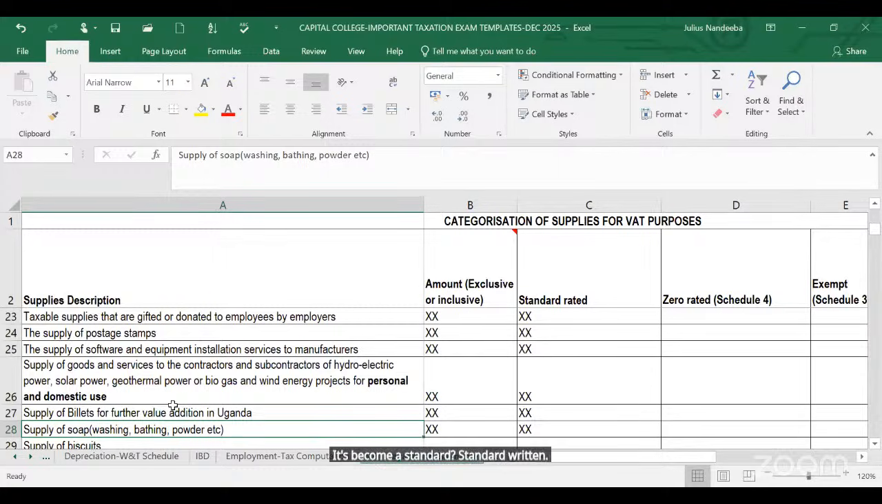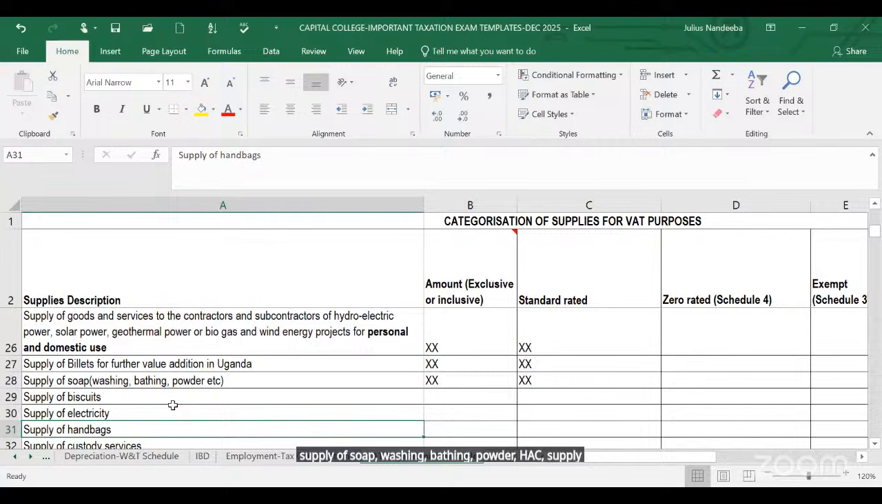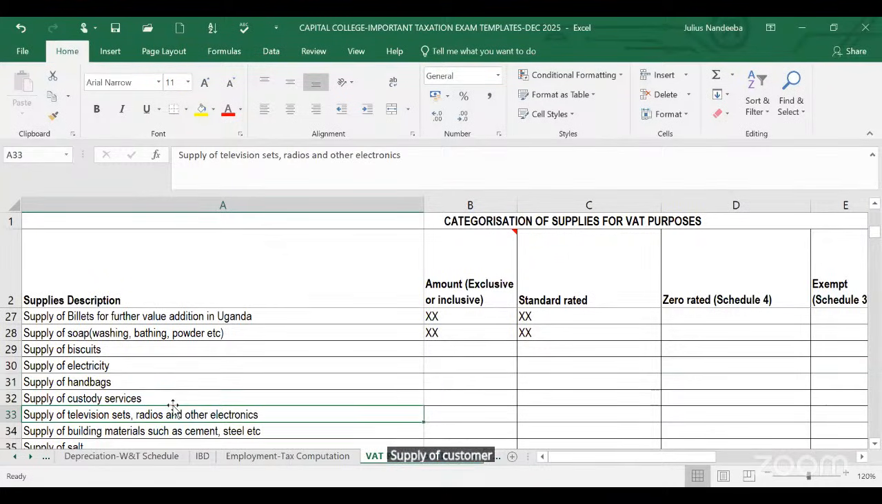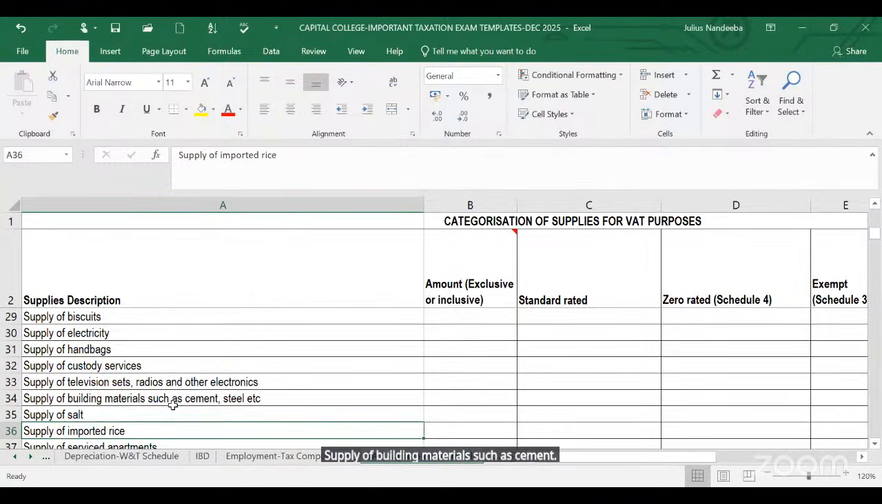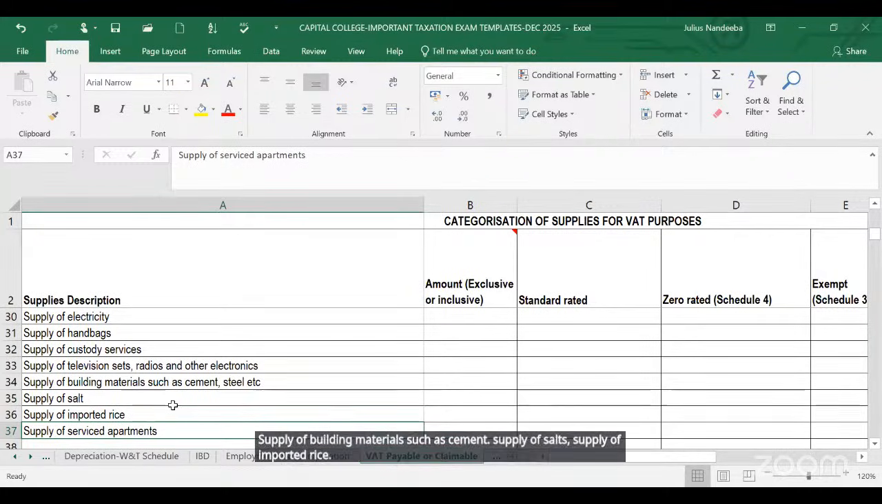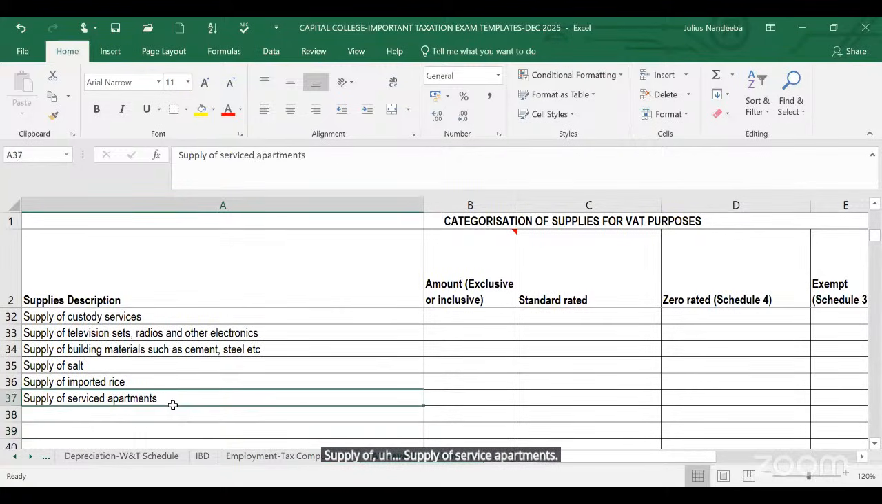Supply of soap, washing, bathing, powder, etc. Supply of biscuits, supply of electricity, supply of handbags, supply of custody services, supply of television sets, radios, and other electronics, supply of building materials such as cement, supply of salt, supply of imported rice, supply of service apartments. Now, these are things that have been common in your papers as standard rated.